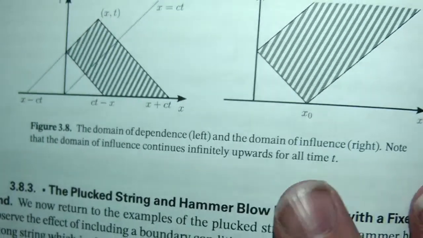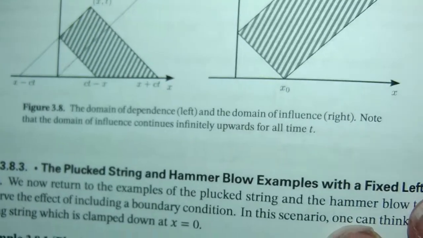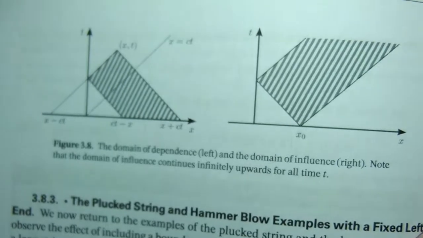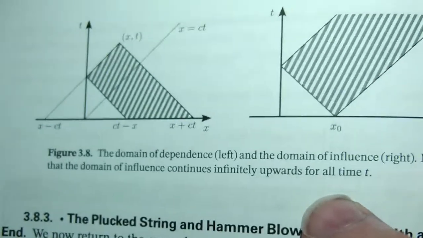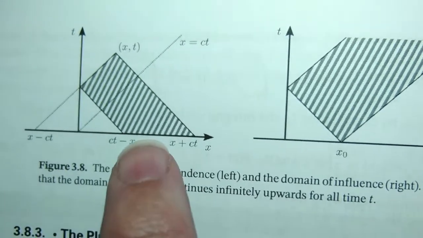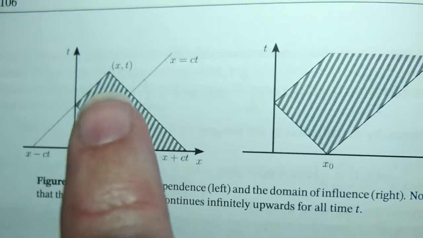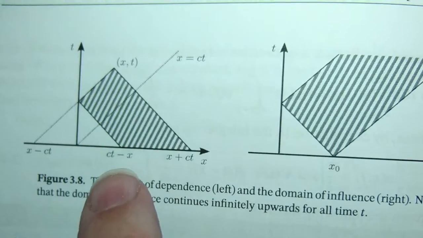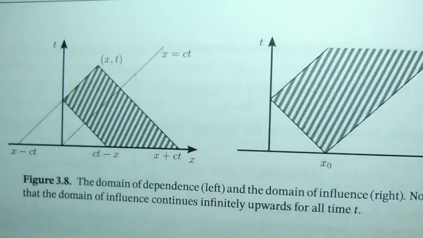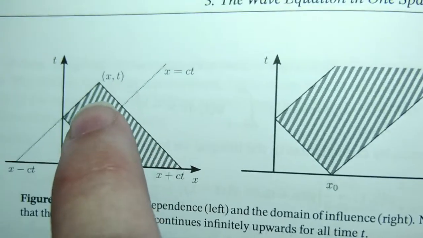So let me show you what happens in this case. You'll notice that my domain of dependence is this figure on the left. Initially, I only need points between ct minus x and x plus ct. The region in question is this one, right?